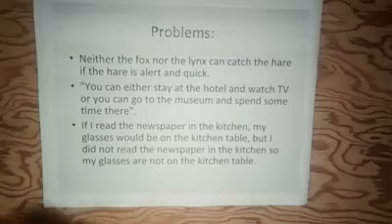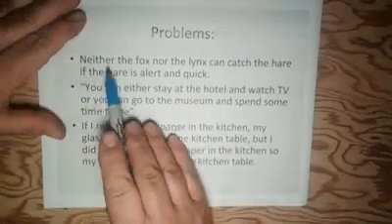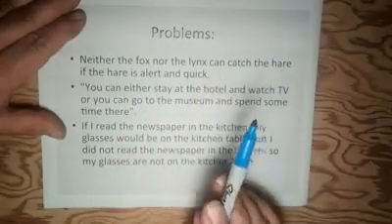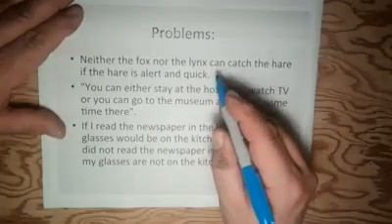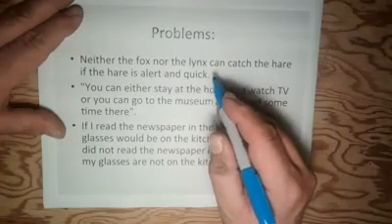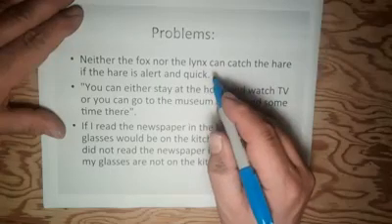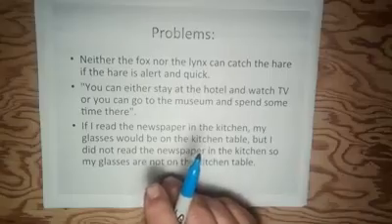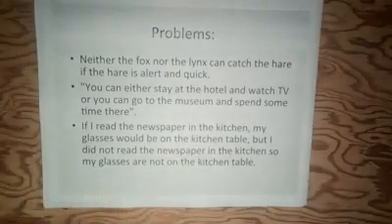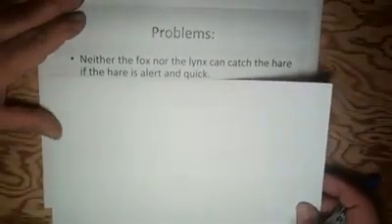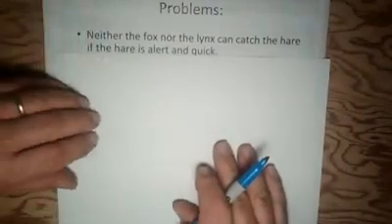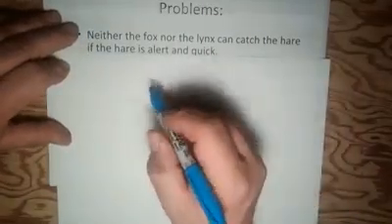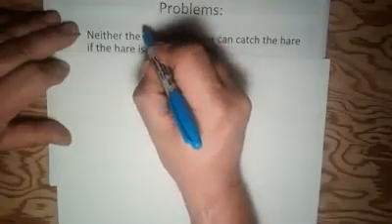So looking at this very first one. Neither the fox nor the lynx can catch the hare if the hare is alert and quick. Is there anything there that sounds like an argument? Is there a thus? Is there a therefore? Is there any premise indicating words? I don't think so. So I think this is just a statement. So then we just have to put it in form, which means it's going to be all in one big long thing.